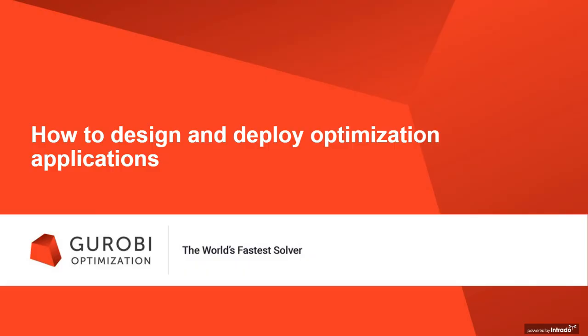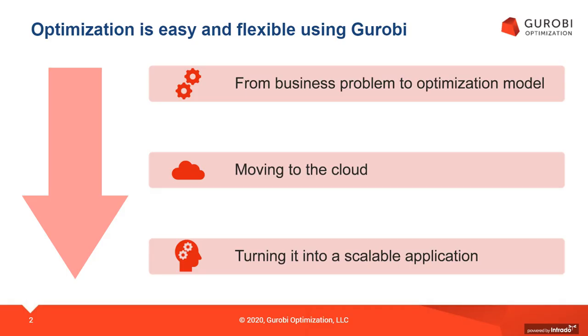Thank you, Sean. So, welcome everybody to this webinar on designing and deploying optimization applications. In the next, let's say 35 to 40 minutes, I'm going to walk you step by step through the process of coming from a business problem to an optimization model formulation, and then how to solve that on your local machine, then taking that local machine model and moving it into the cloud using our Instant Cloud product, and then finally turning this whole thing into a scalable application that you can use to create value.